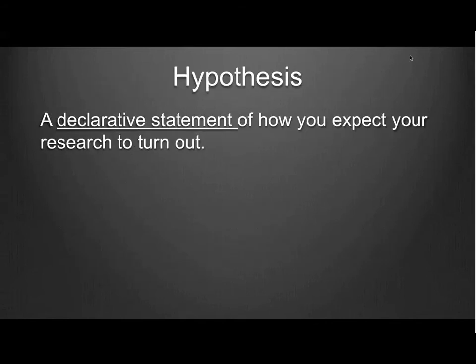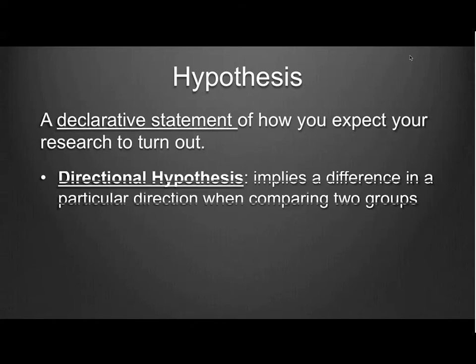There are a couple different types of hypotheses, but initially that first hypothesis is actually a declarative statement. It basically says exactly what you expect to come out of your research. It's like that's what's going to happen, and you're making a declarative statement. So in essence, there are two types of declarative statements for a hypothesis.